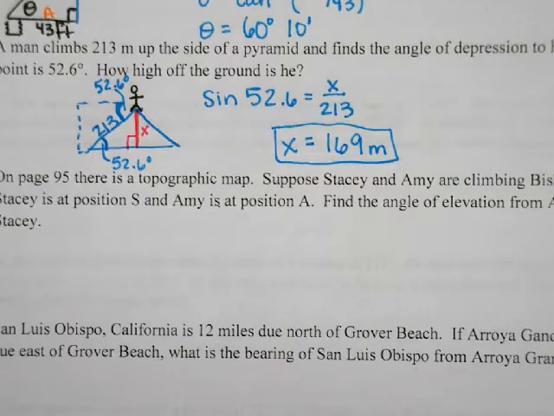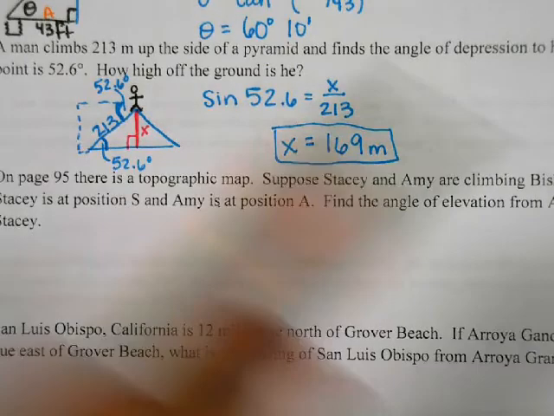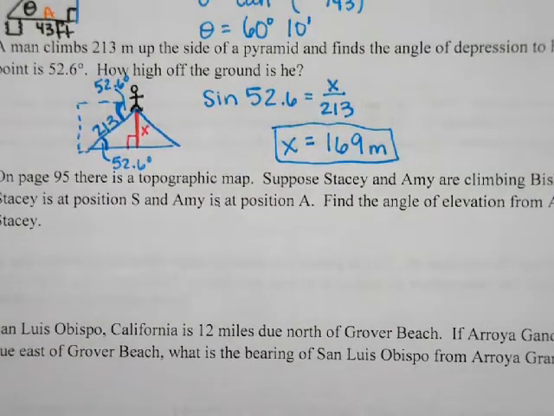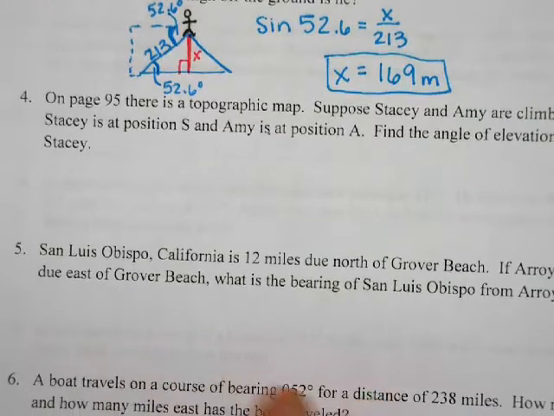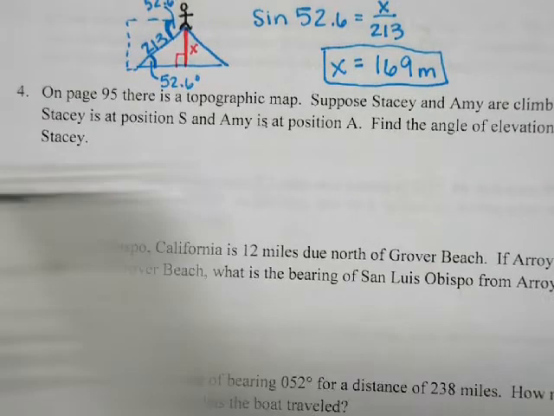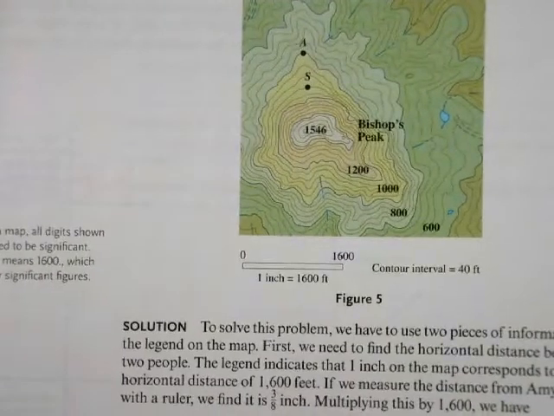Okay, you doing okay? We got 3 left. Okay, number 4 says, on page 95, there's a topographic map. Suppose Stacy and Amy are climbing Bishop's Peak. Stacy is at position S and Amy is at position A. Find the angle of elevation from Amy to Stacy. Okay, so here's your picture in your book.